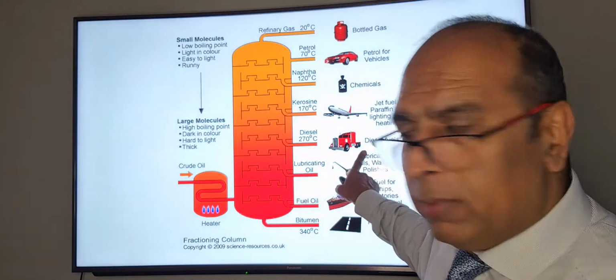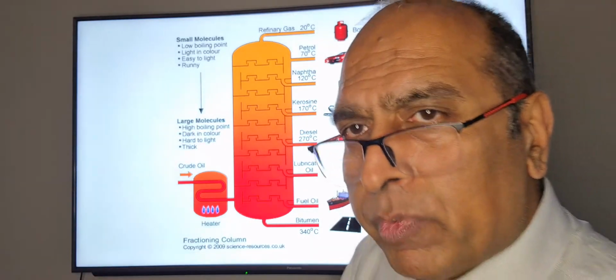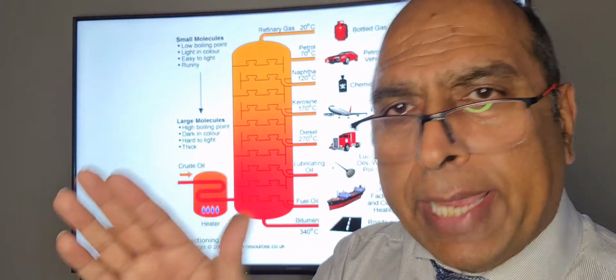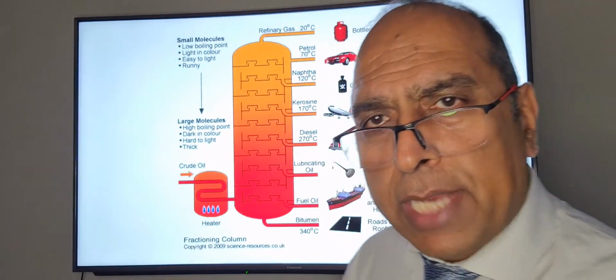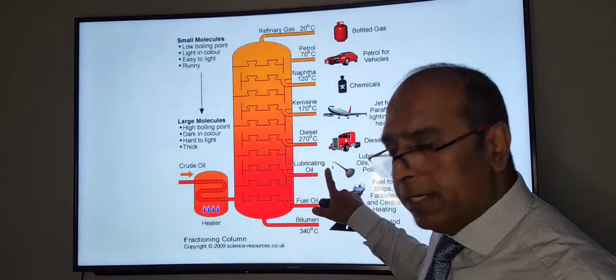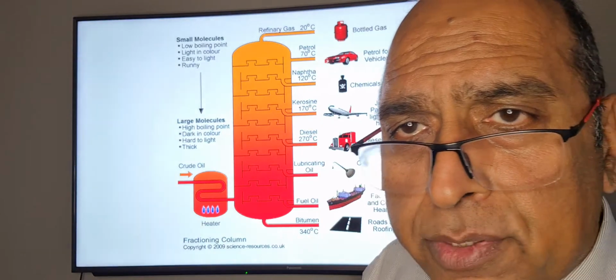Diesel is used to power lorries and big HGV trucks, etc. That's what we're talking about, normal diesel. Lubricating oil is the oil you put not to power your car, but to help the metal rub against each other without generating too much energy and heat in your car engine, etc. And then fuel oil is the fuel we put into ships.